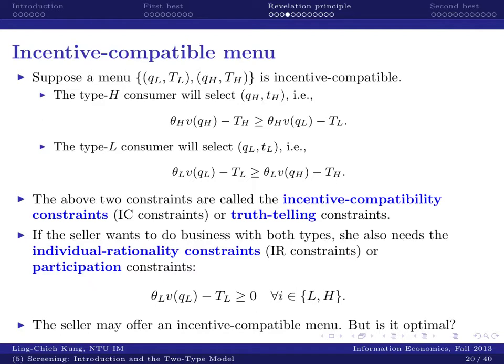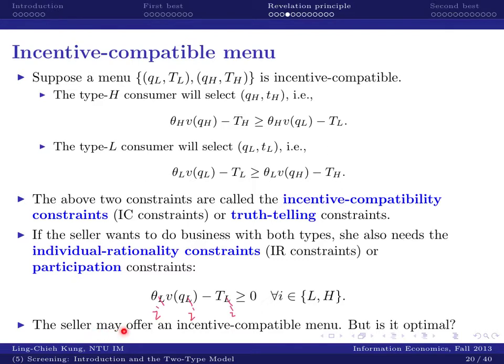This is saying that for each type of consumer, the utility of choosing the intended contract must be non-negative. This is why he wants to do business with you. Here, these are typos. This should be I, and I.